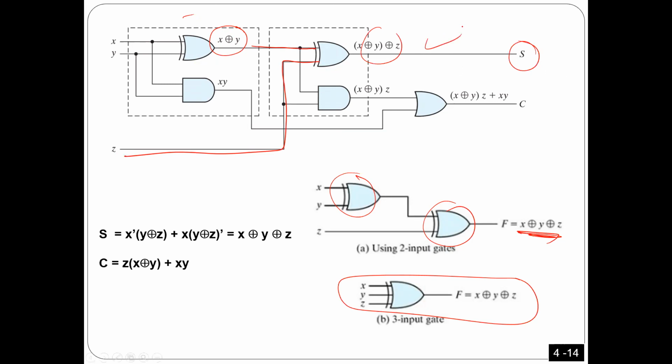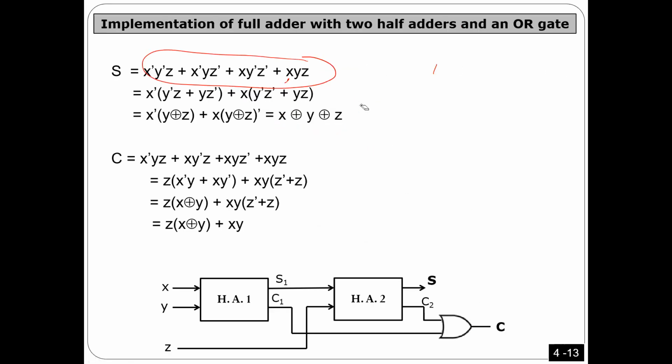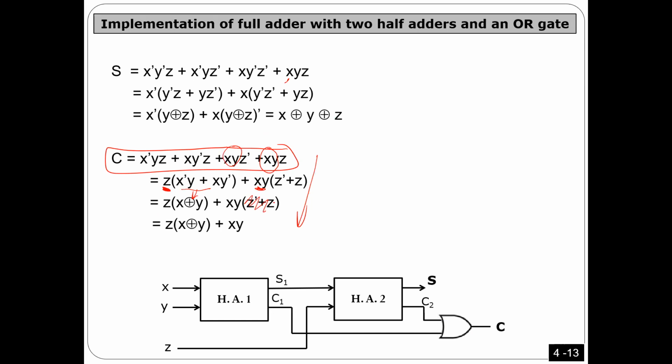Same thing for the carry. Look what I did here in the carry. This is the carry here. I'm also going to do some manipulation here. Here I got Z common, and this one becomes XOR. I got XY common, so you can see XY here is common. So this term is gone. So actually here's the carry. I can get it from this one here: Z times (X XOR Y) or XY.